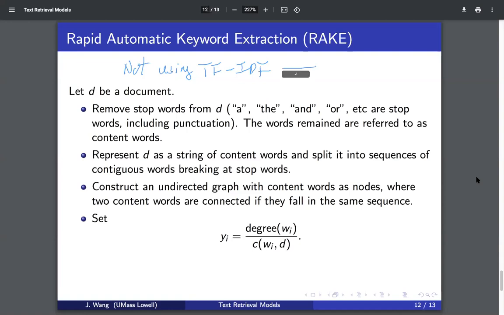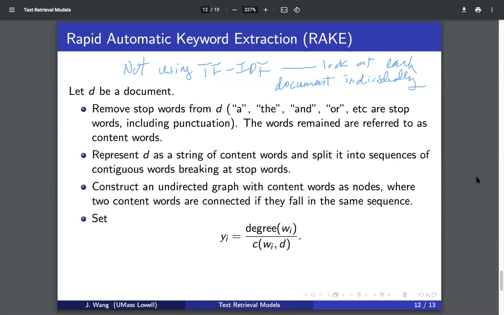So instead, we are going to look at each document individually and give a score to each word in this document. Okay, so that's how we score these documents. So what we do here now is a simple algorithm.